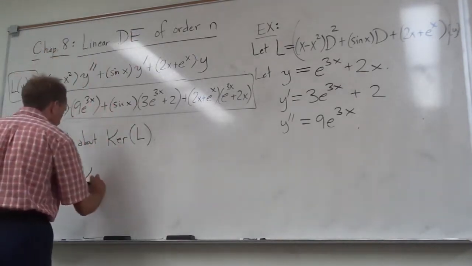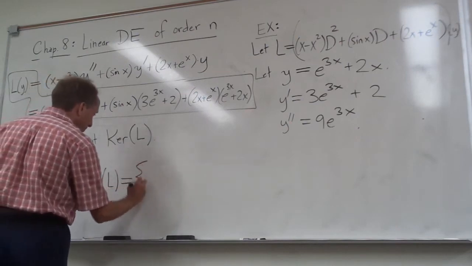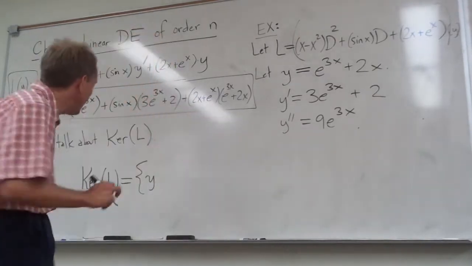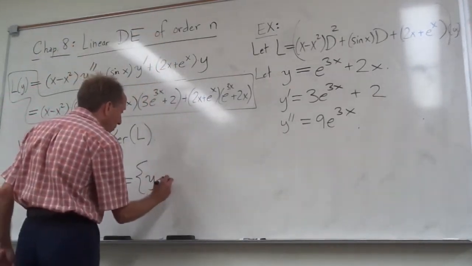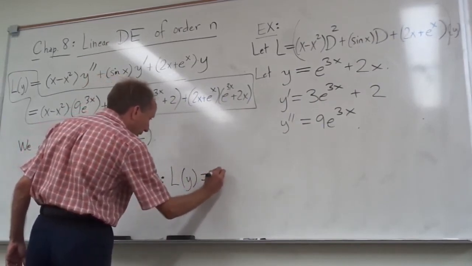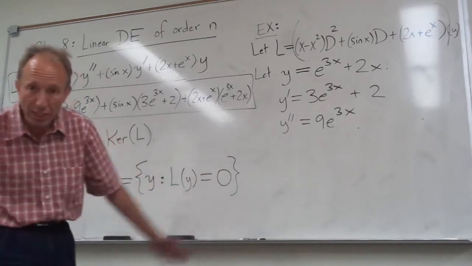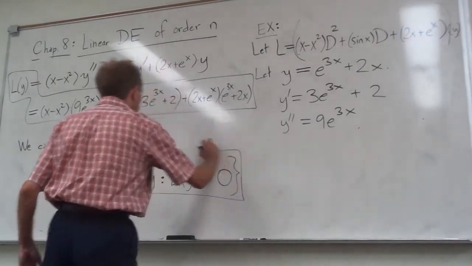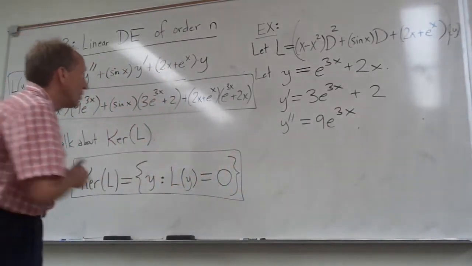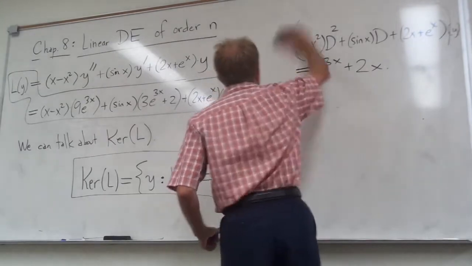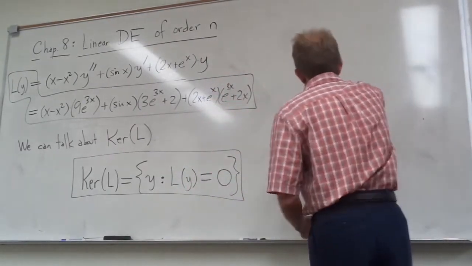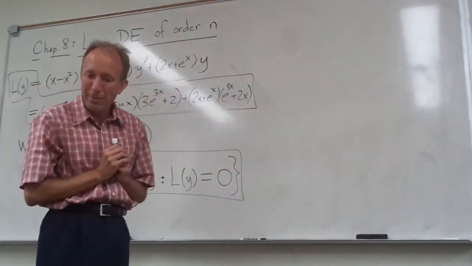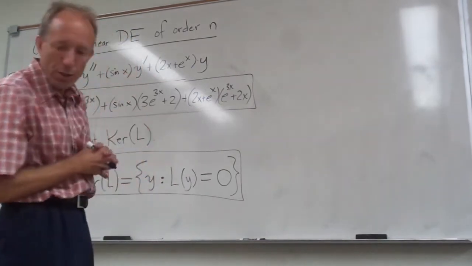Well, the kernel of a linear transformation L would be the set of inputs. Those would be the functions that you're plugging into the operator. They're the functions that get killed by L, that get transformed to 0 when you apply this operation to them. So this is the formula for the kernel of L. Now, you will remember that the kernel of a linear transformation is always a subspace.